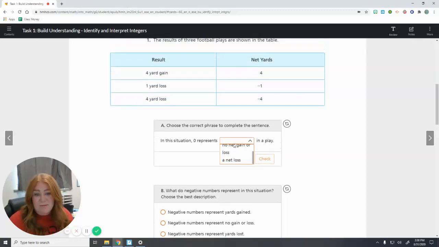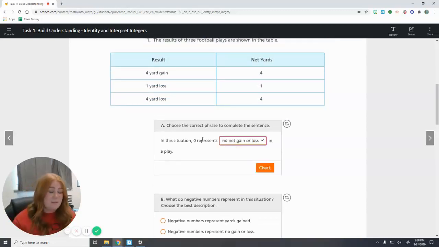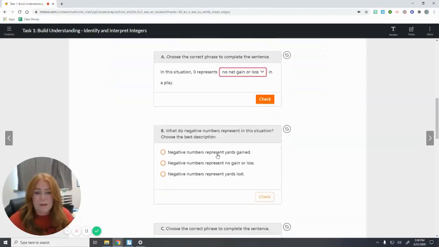So we are looking for no net gain or loss. So if we have 0, that means they didn't move forward and they didn't move backward. So their total is 0. If they got the ball moved forward or backwards, 0. They did nothing is pretty much what that means.